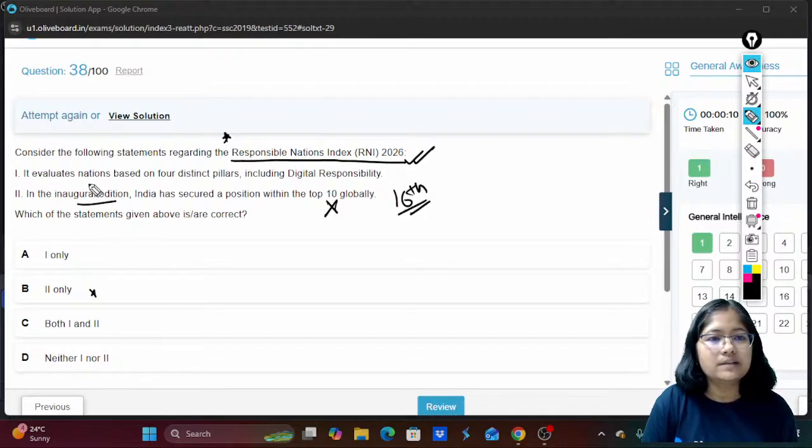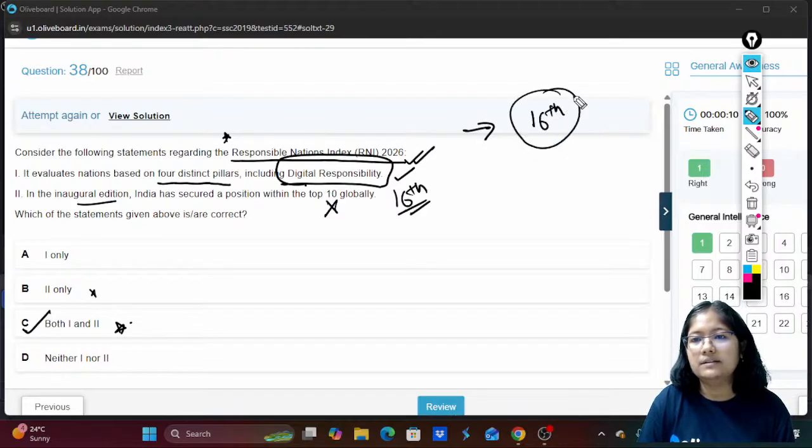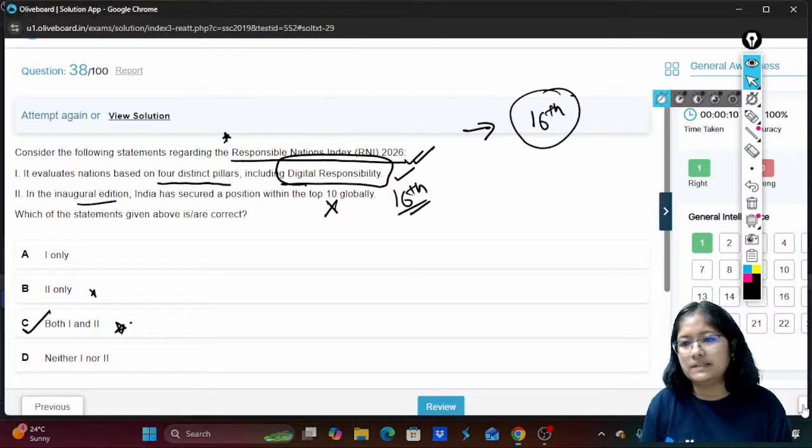It evaluates nations based on 4 distinct pillars, including digital responsibility. So this statement, whether it is on digital responsibility, this is also wrong. So both statement 1 and statement 2 are wrong. What you have to remember for your exam is that India's rank is 16th. That you have to remember for your exam.